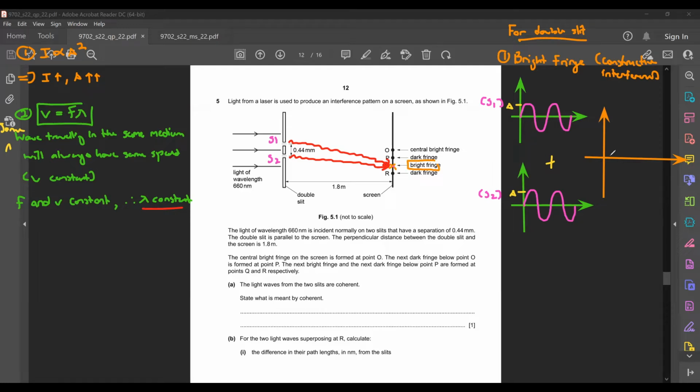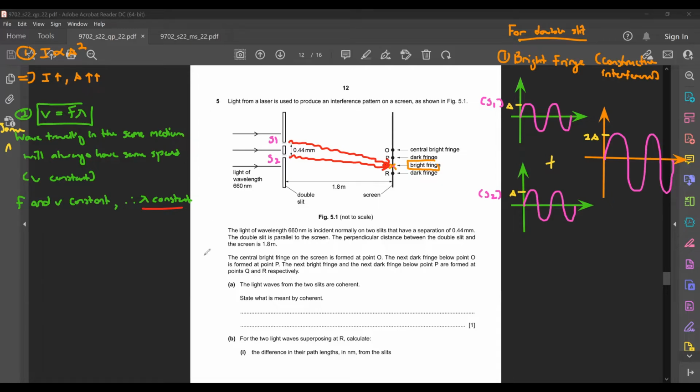This one, you're going to get an amplitude of 2A. Because your amplitude is larger, you have larger intensity, it appears to be particularly bright. Okay, this is for constructive interference.